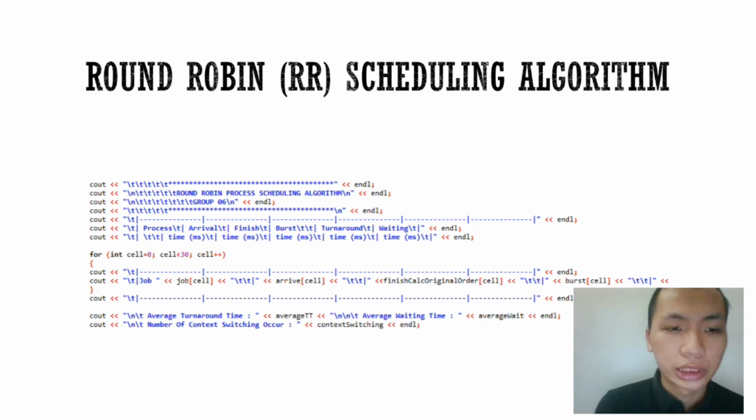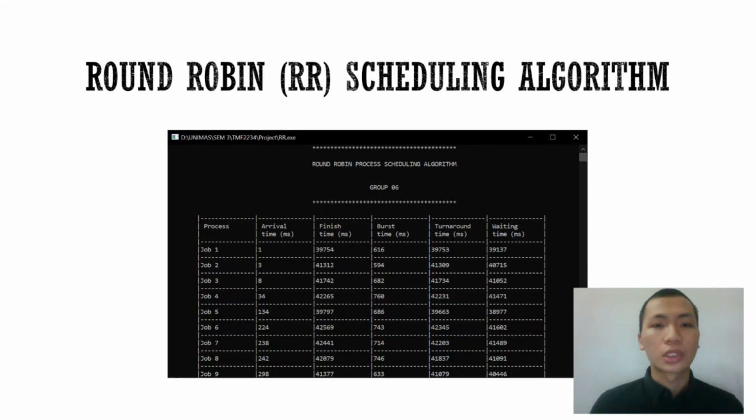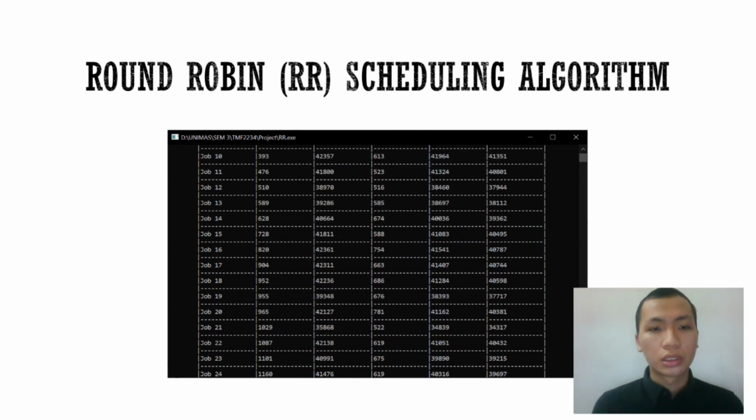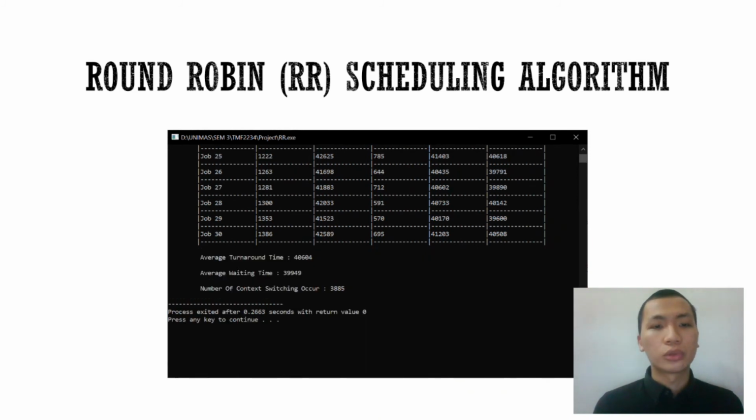As you can see, this is the output for our coding. And next is the output of the program. This is from job 1 to job 9. Our process is from job 1 to job 30. Next is job 10 to job 24, and job 25 to job 30.